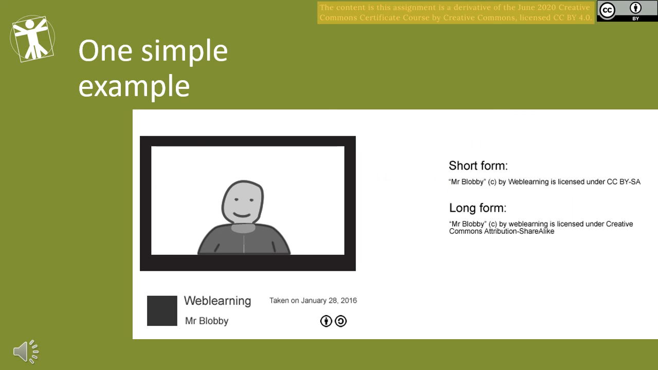This is then what my license would look like. It would be Blobby by Web Learning, licensed under CC BY-SA. Or if I wanted to express it in a full way, I could say Blobby by Web Learning is licensed under Creative Commons, Attribution, Share Alike. Or I could use the 2 icons, the man and the reverse C.